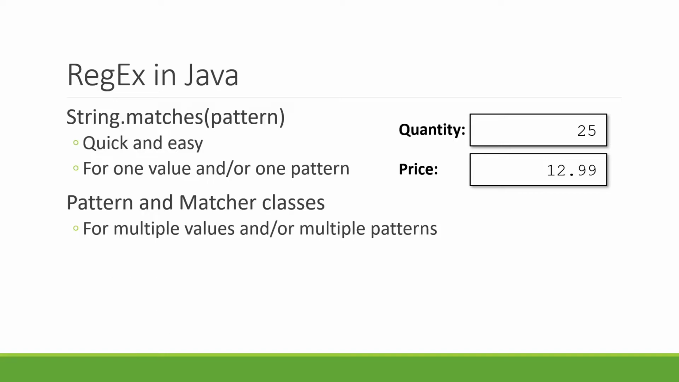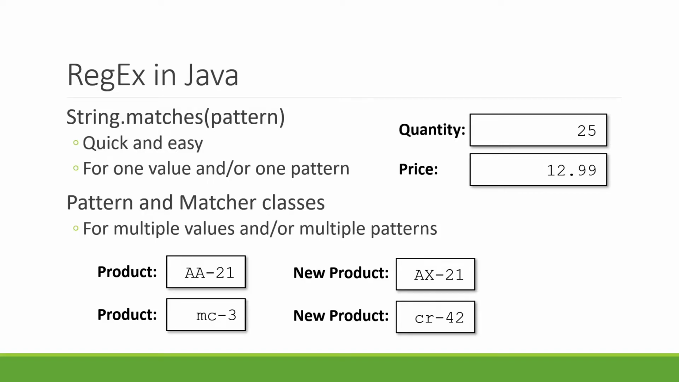The second and more complex way is using a couple of classes called the Pattern and Matcher classes. And this is the best option if you're testing multiple values and reusing the same pattern several times. So for example, if you're writing a program that requests product codes for several products and you need to validate each product code entered with the same pattern, this is exactly where you would use the Pattern and the Matcher classes because you're asking for several product codes and you're validating each code with the exact same regex pattern. So we're going to start with the easy way.